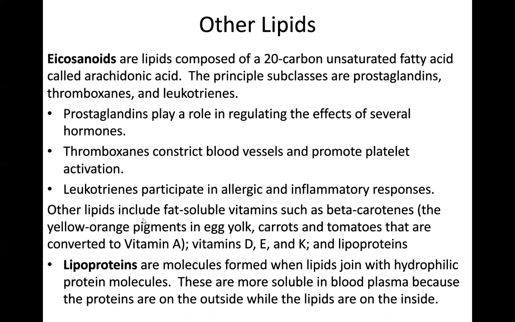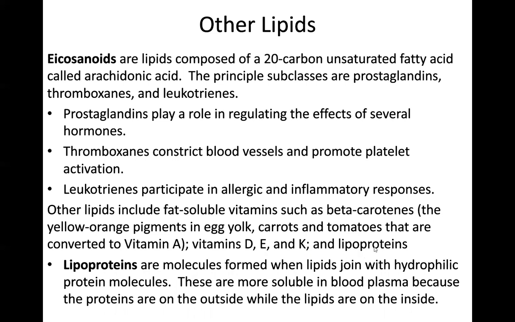And then finally, other lipids include our fat soluble vitamins. That includes the beta carotenes, which produce the yellow orange pigment in the egg yolks, carrots, and tomatoes, which we convert to vitamin A, vitamins D, E, and K. So A, D, E, and K, those are the 4 fat soluble vitamins.